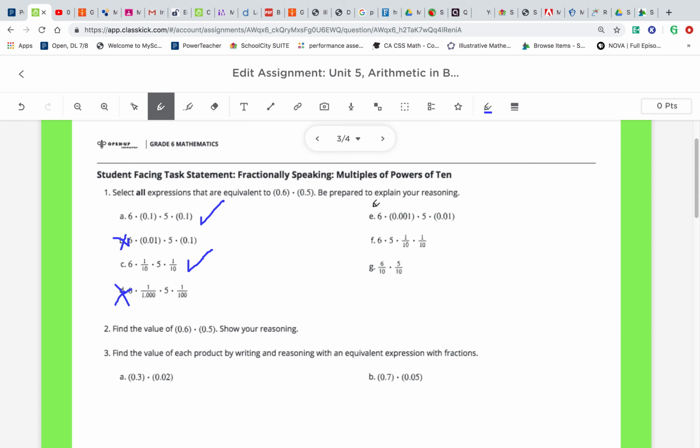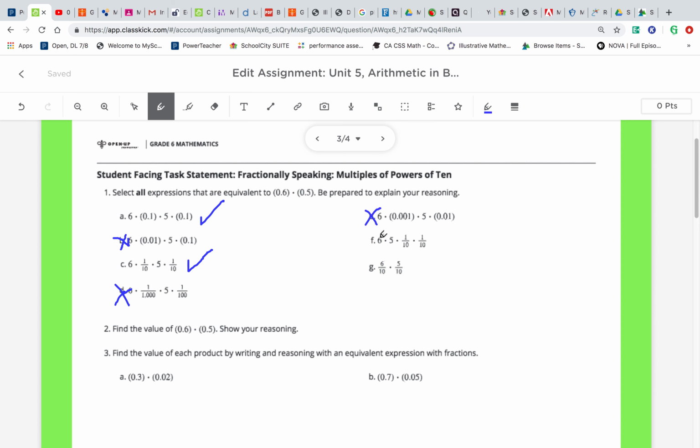And for letter E, 6 times 0.001. This means 1/1000th, which is way different than that. This one may be a little easier to see. You can just see plain as day, no, this is not going to be the same thing.